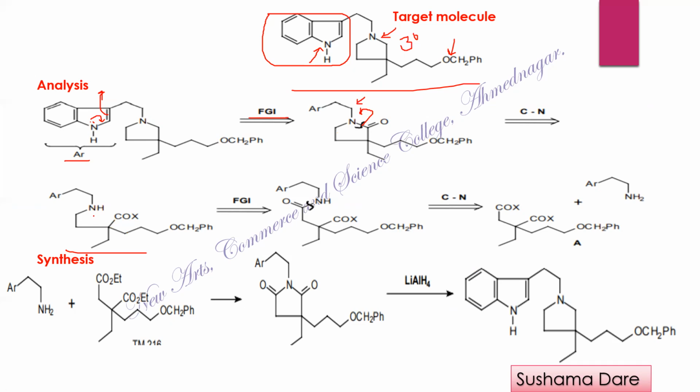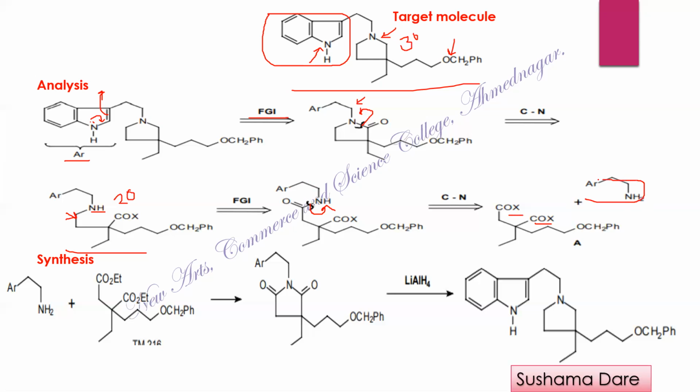Now, again, this is a secondary amine. Again, we have to go with the FGI. FGI for a secondary amine: again, you have to place the carbonyl group here, and disconnect the bond in the direction of nitrogen. So the carbon-nitrogen disconnection gives COX plus the remaining, which is ArCH2CH2NH2.